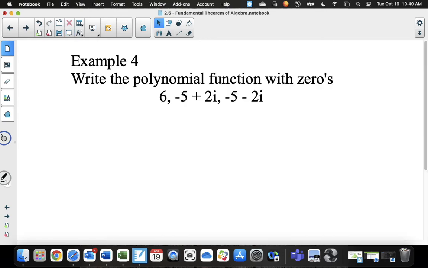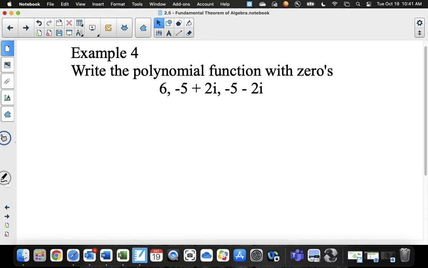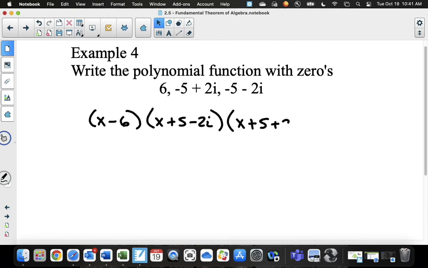All right, let's take a look. So here's the idea. I'm going to do it first. I'm not going to do it, but I'm going to set it up the way that you don't want to do, and then we'll do it the way that you do. We'll show you the shortcut version. So this is the same idea as the example before. I'm given the zeros. I could write them as factors and multiply them all out. If I did that, we would have x minus 6 as our first factor. We would have x plus 5 minus 2i as our second factor. And we would have x plus 5 plus 2i as our last factor.